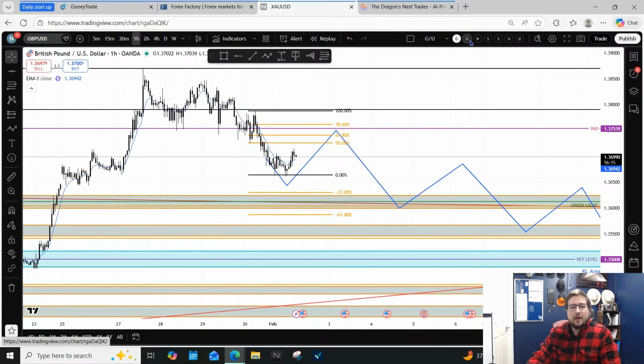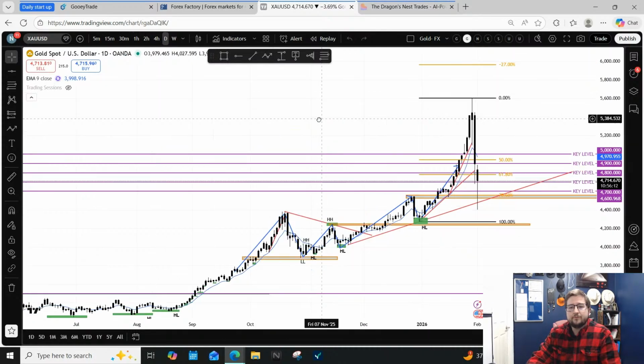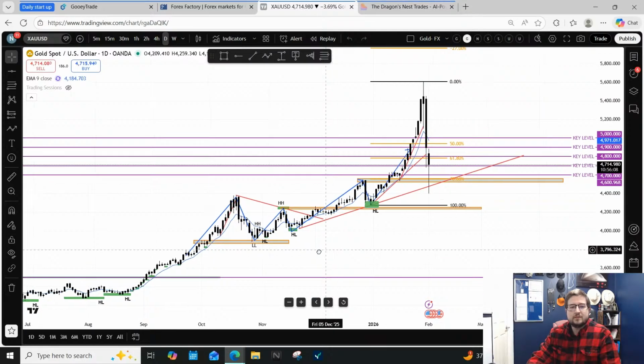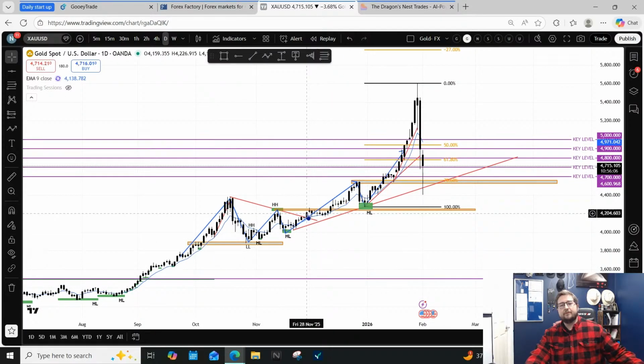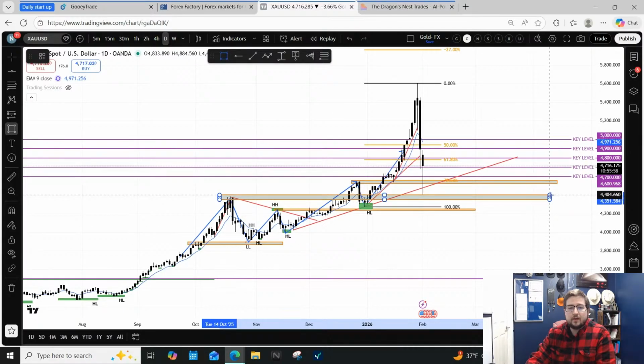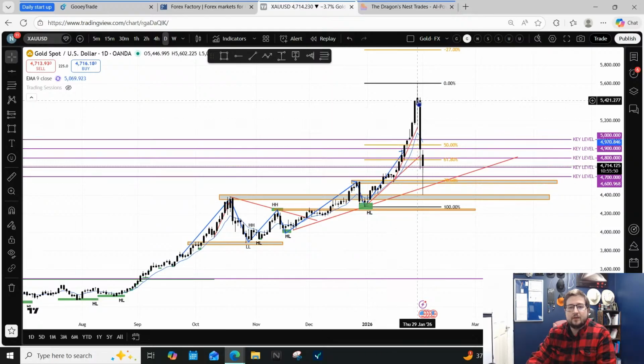Let's check out gold, one of our favorite pairs to trade here. This is the daily time frame, very simple on the daily. We have actually come all the way back to where my ideal area would have been, which is this previous high that was broken, retested, and then continuation, and has now been retested again.